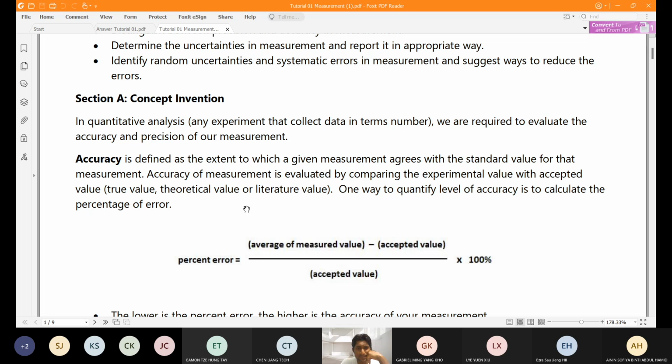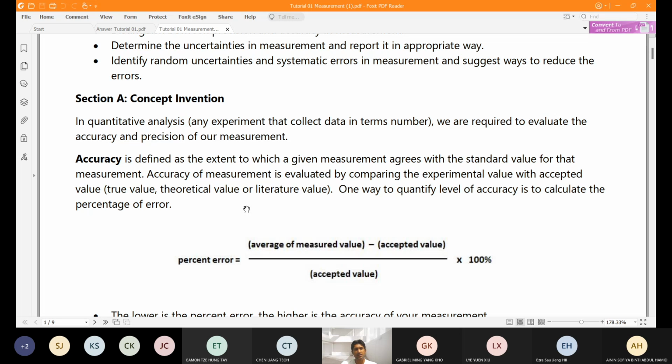That is the precision. Wait, hold on. No, that is the accuracy. Yes, I'm sure. So how close your result is to the true value is the accuracy. How accurate is your result?